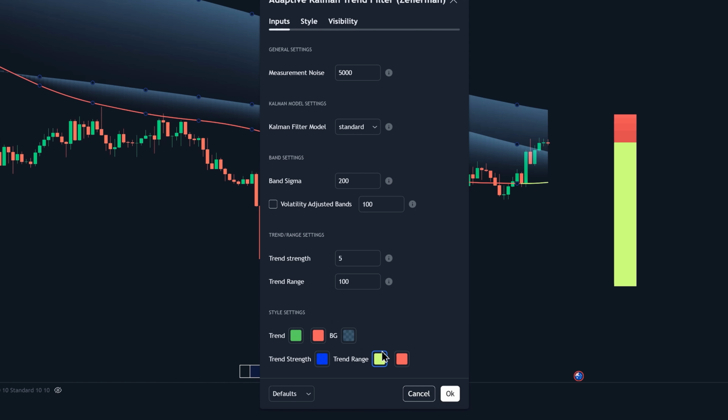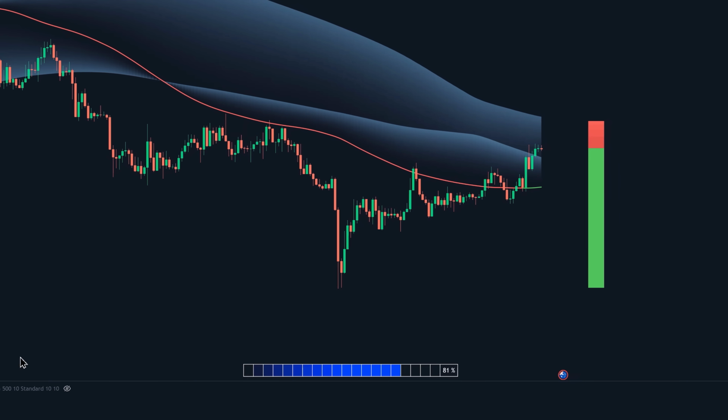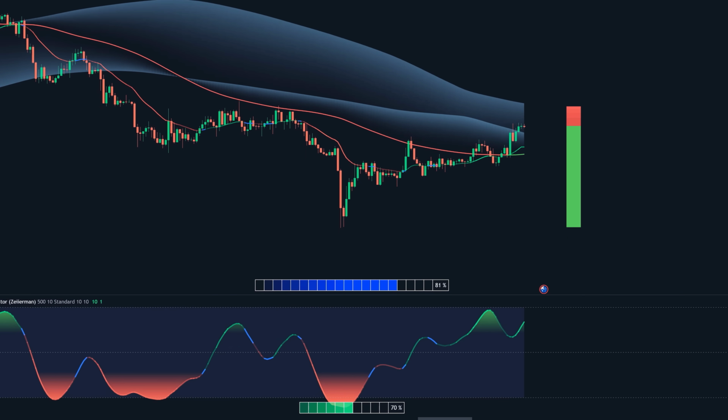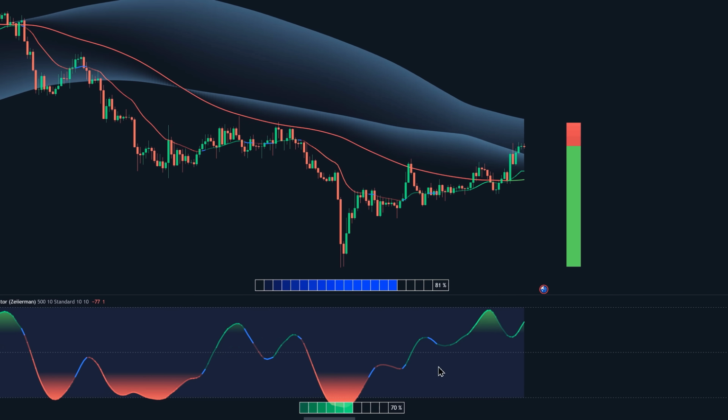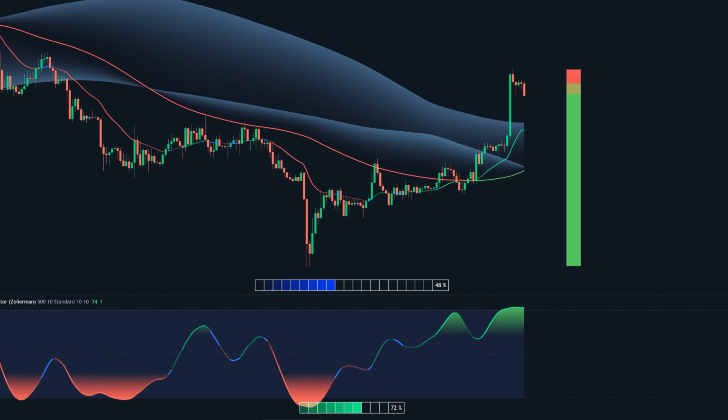Now, these two indicators are super effective when used on their own, but imagine what would happen if we were to combine the two into a single strategy. Well, you don't have to imagine anymore, because that's exactly what I did.